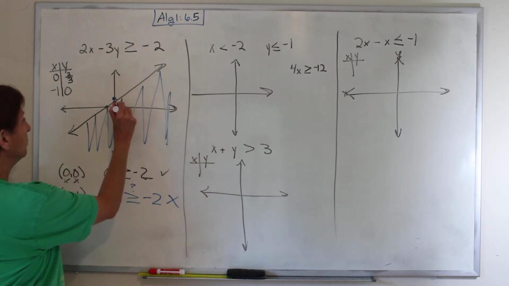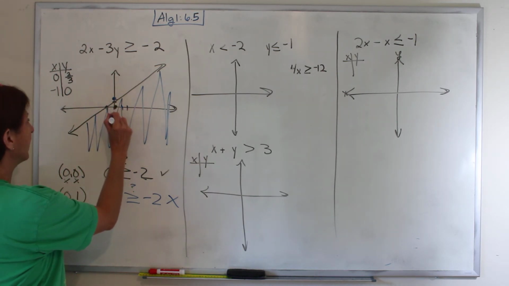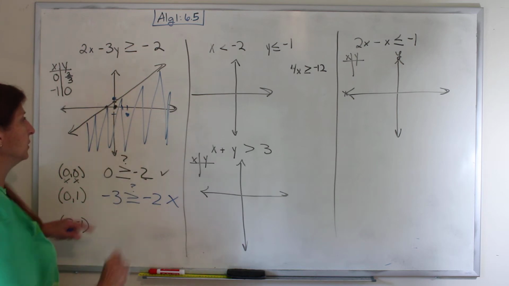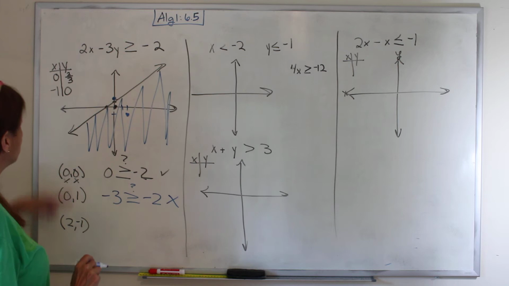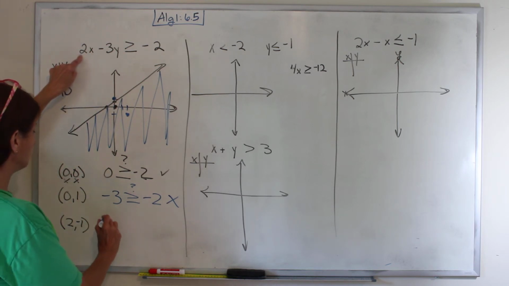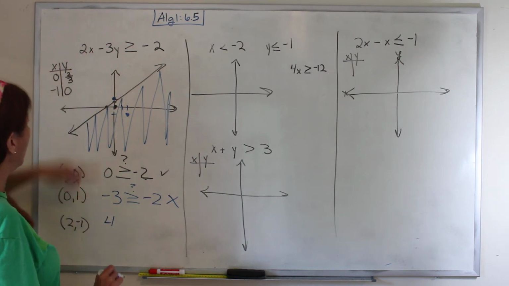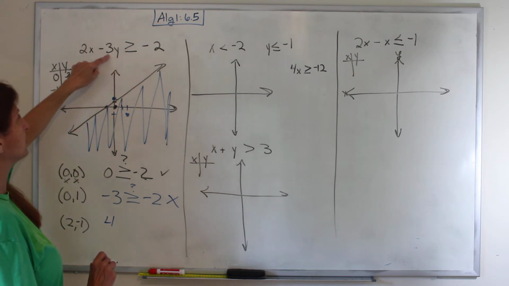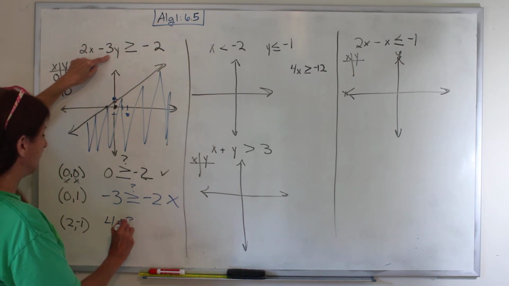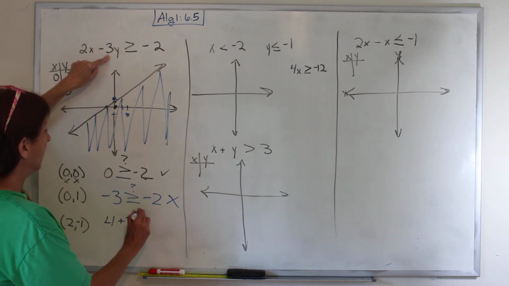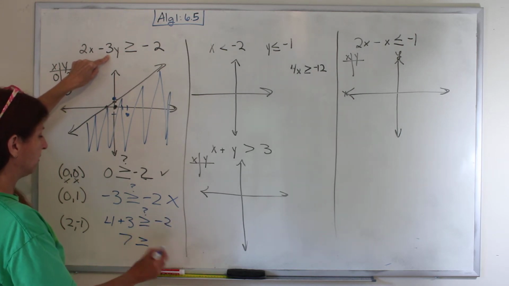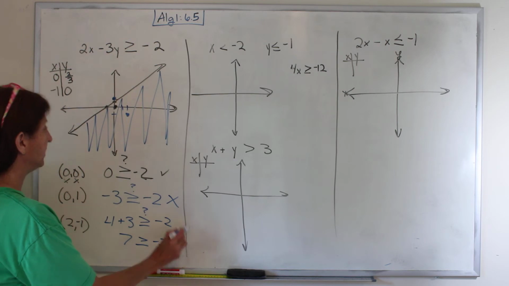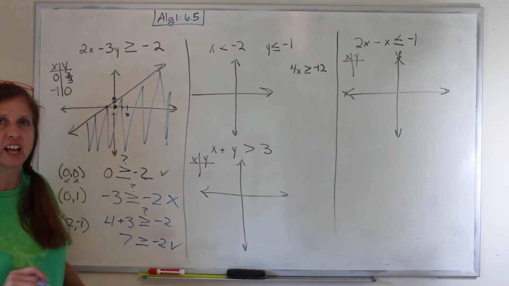Okay, let's try this one. X is 2, y is -1. This one should make a true statement because it's in the blue part. Do you see that? So let's try it. X is 2, 2 times 2 is 4. Y is negative 1. Negative 1 times negative 3 is positive 3. And so what we're saying is 7 is greater than or equal to negative 2. Yes, it is. That part's in the colored part.